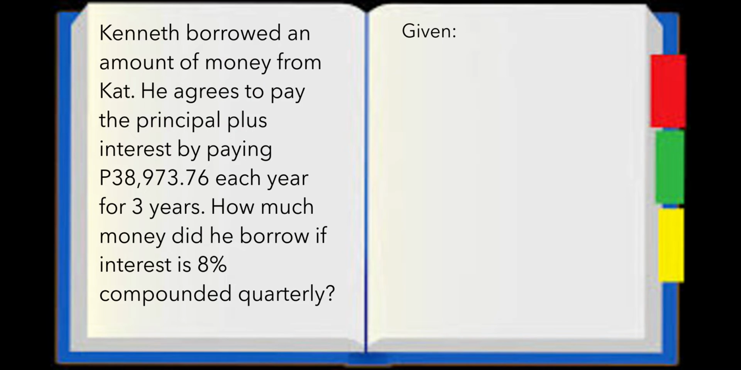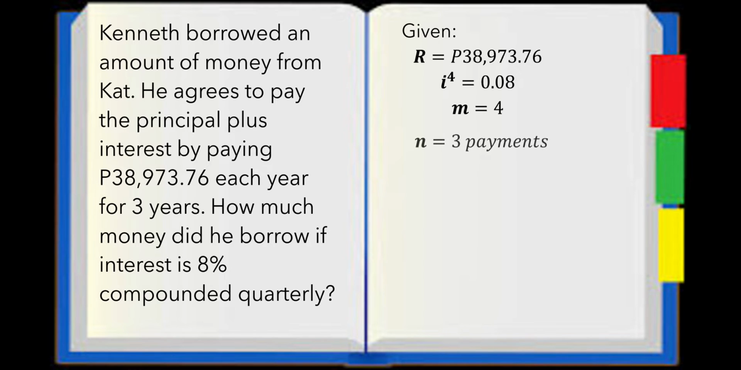For example, Kenneth borrowed an amount of money from Kat. He agrees to pay the principal plus interest by paying 38,973 pesos and 76 centavos each year for 3 years. How much money did he borrow if interest is 8% compounded quarterly? So given in the problem, the regular payment is 38,973 pesos and 76 centavos, the interest rate is 8% or 0.08, and m, since that is quarterly, is 4. Then n is 3 payments, since that is 3 years.